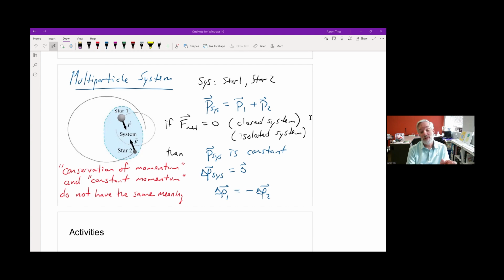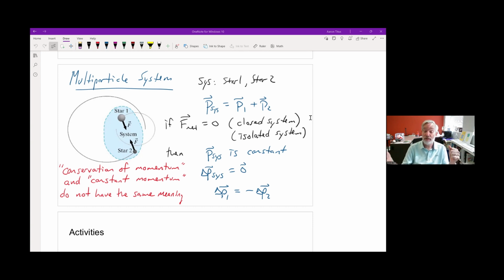So the change in momentum of star one will be equal to the negative change in the momentum of star two. This is a situation where the momentum of the system is constant. Often we call this conservation of momentum. But technically, conservation of momentum and constant momentum don't have the same meaning. For example, if we define star one as our system, then star two would be in the surroundings.